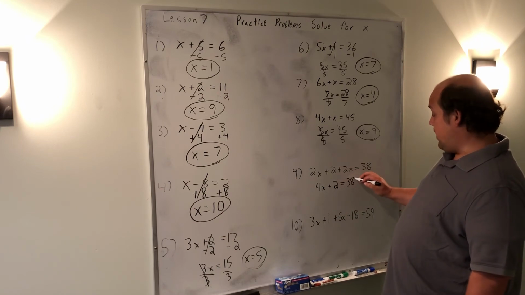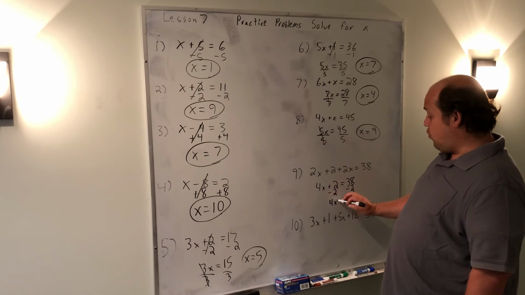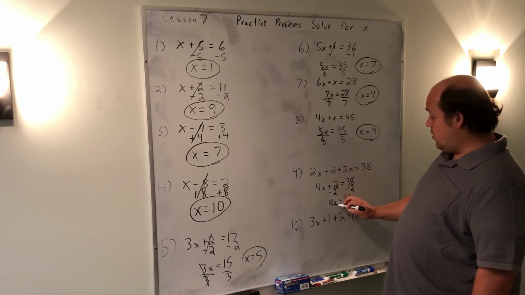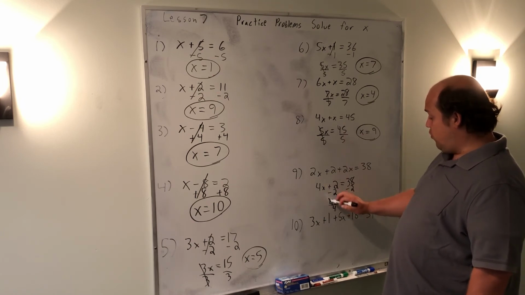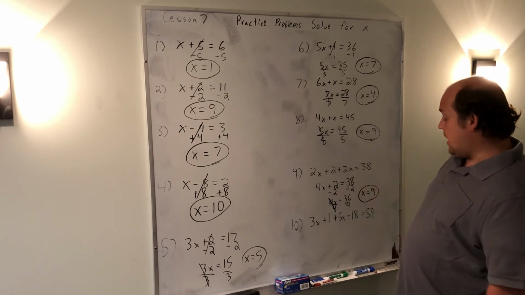This equals 38. When I then move the 2 by subtracting it, I get 4x equals 36. Dividing both sides by 4 leaves me with just x on the left and a 9 on the right-hand side.